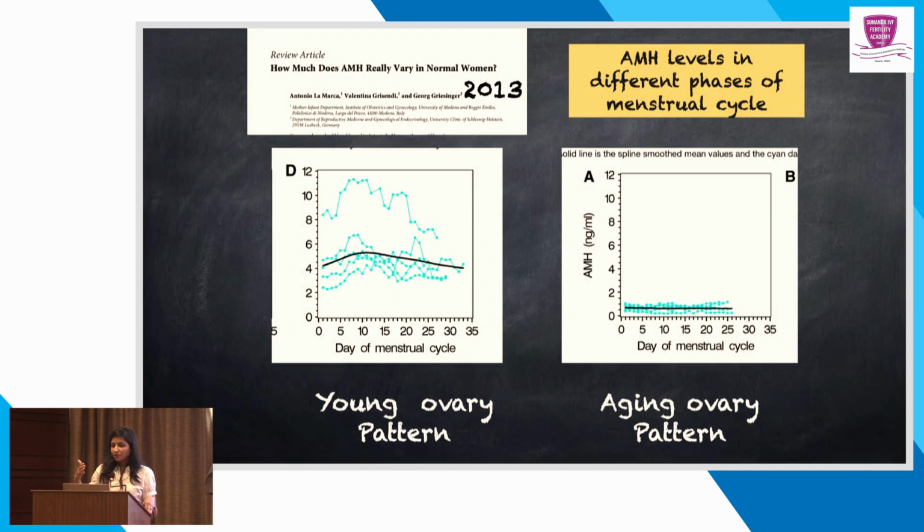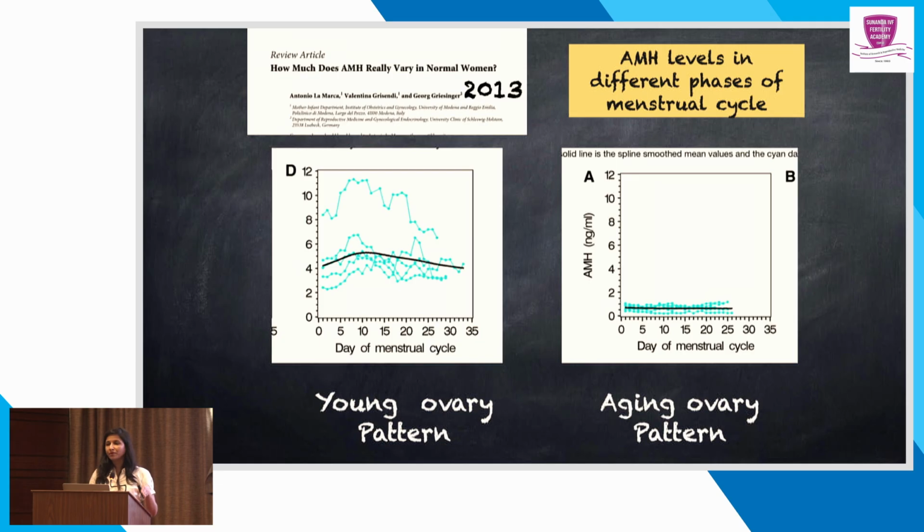About AMH, as we are discussing, AMH will have different levels with the different menstrual cycle phases. But in a young ovary, whenever AMH varies, it does not vary much; it is not clinically significant. So you can do AMH at any day of the cycle. But in the aging ovary, AMH will have very, very little variation.